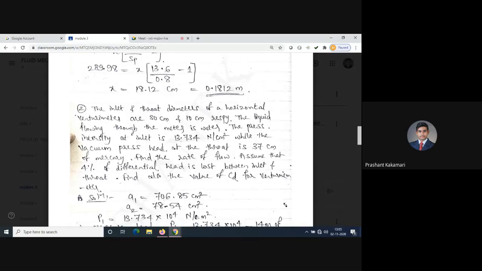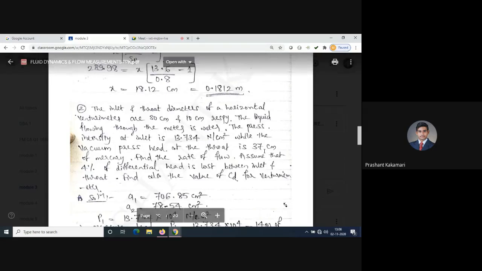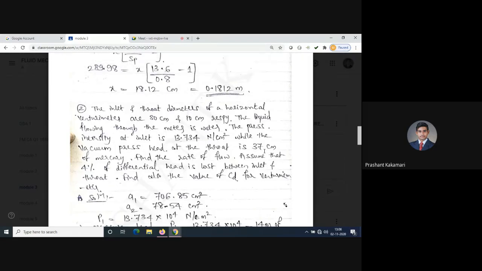While the vacuum pressure head, see the wordings. Vacuum means we need to take a negative sign here. At the throat it is 37 centimeters of mercury. The vacuum pressure is not given in Newton per centimeter square, so we cannot take the difference directly. What we have to do is take the mercury head 37 centimeter, then convert that into water head, then convert that head into pressure in Newton per centimeter square. Or you can convert this Newton per centimeter square into head of water, then take the difference. And one value is vacuum, so you take the negative sign for the given value.